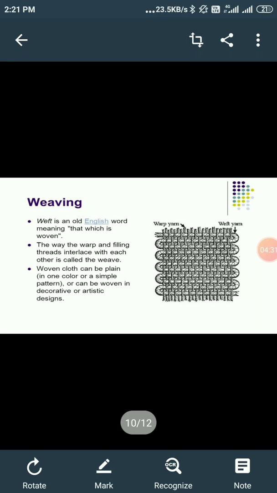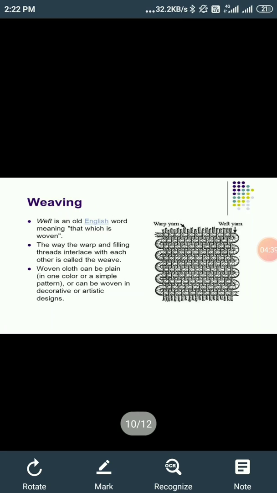The fiber which is arranged vertically is called the warp arrangement of the fiber. And then the crosswise or horizontal arrangement of fiber is also there. The vertical arrangement and the horizontal arrangement of the fiber are also given in the picture. So this helps to weave the cloth.